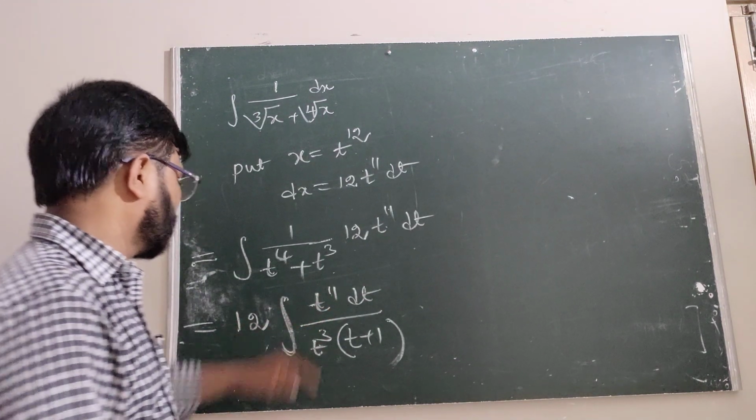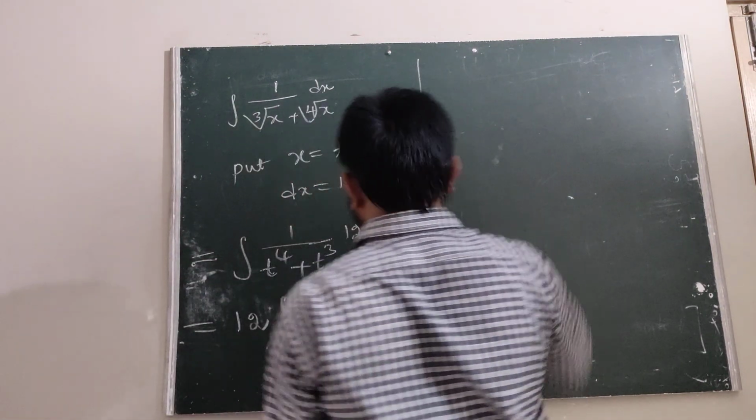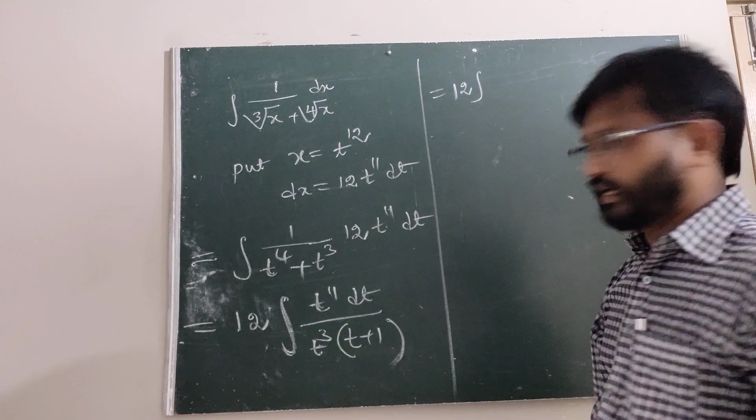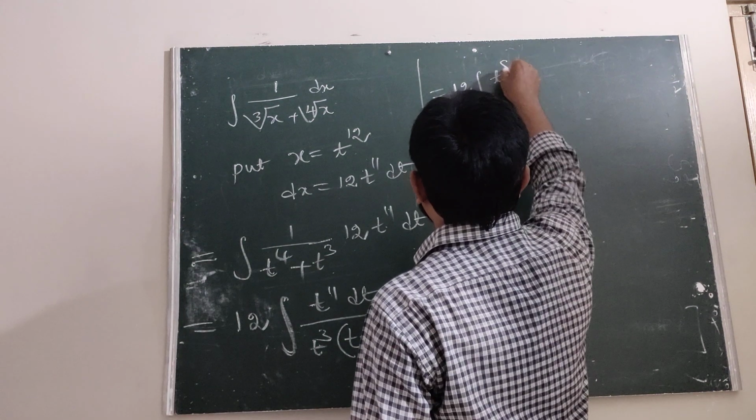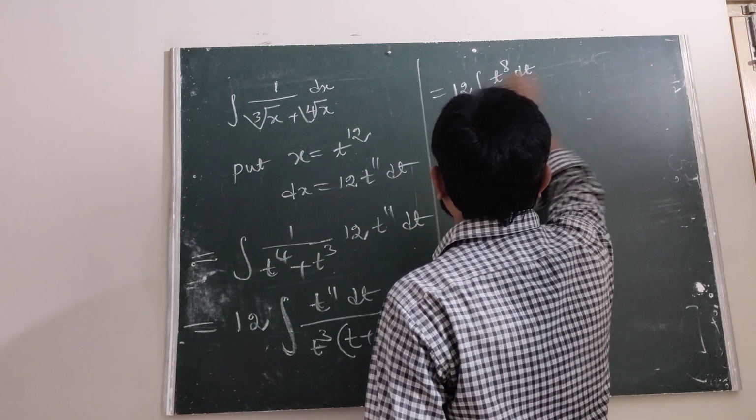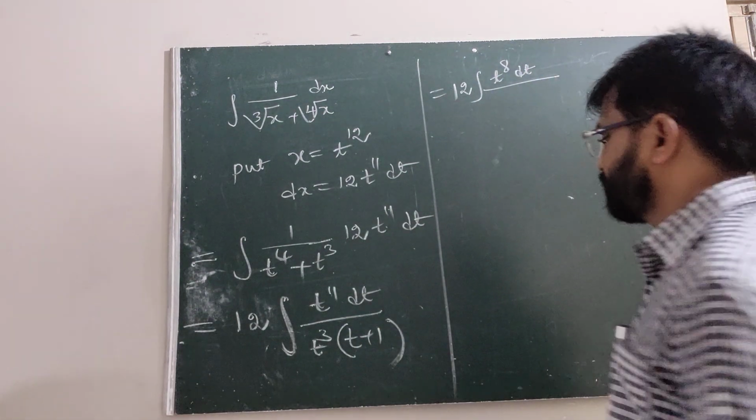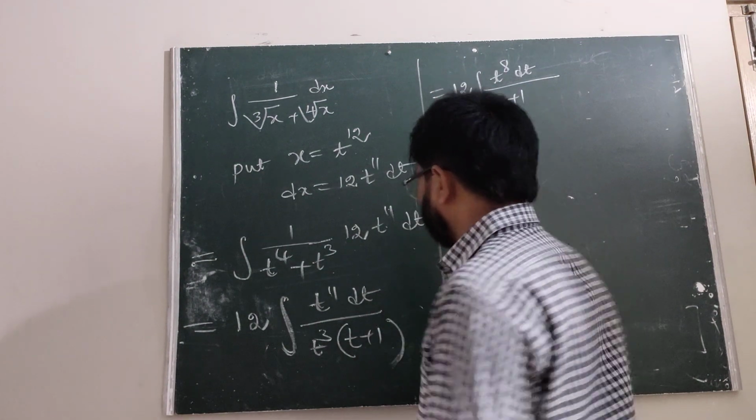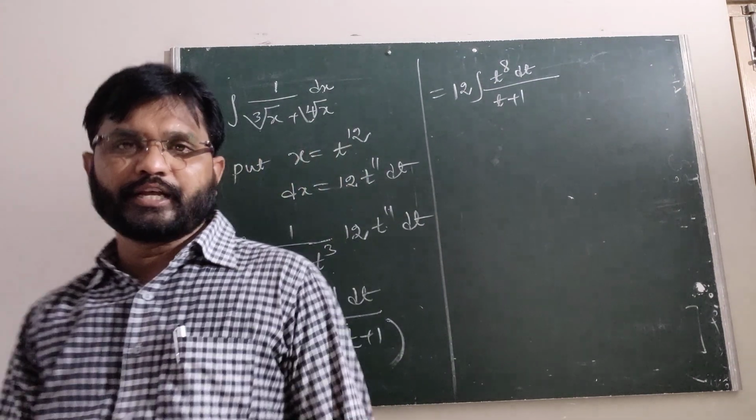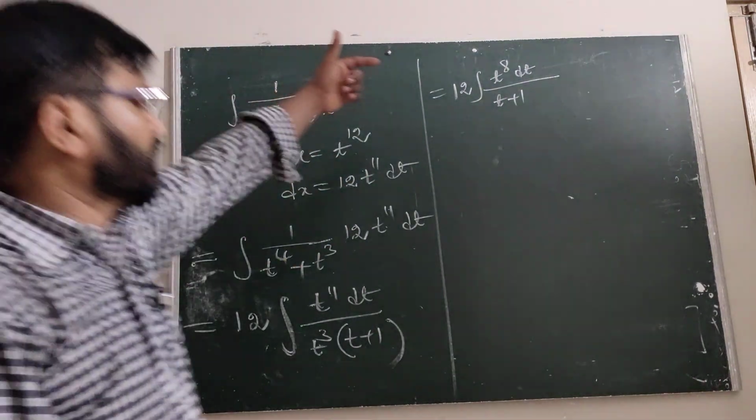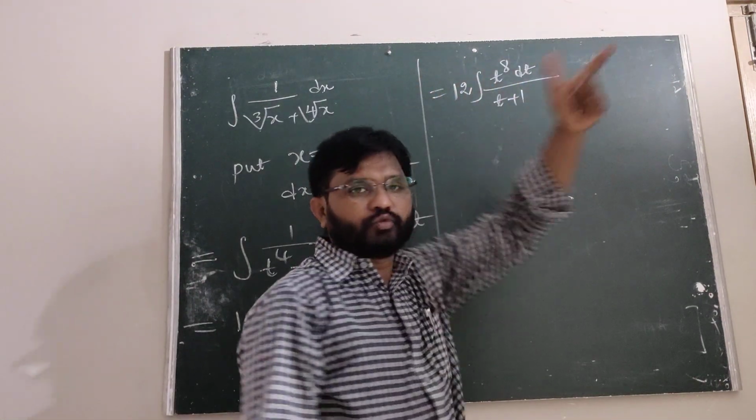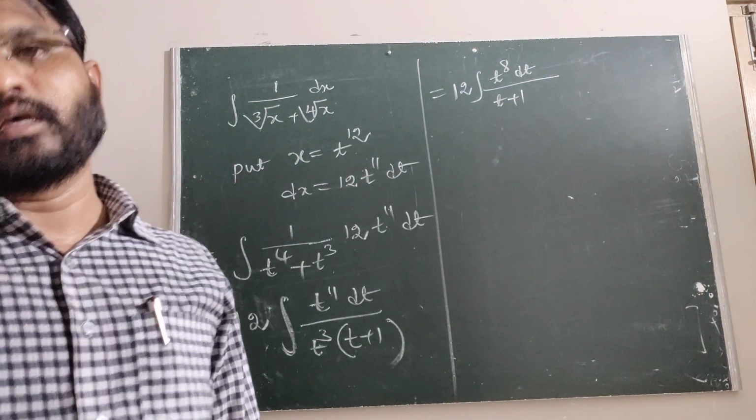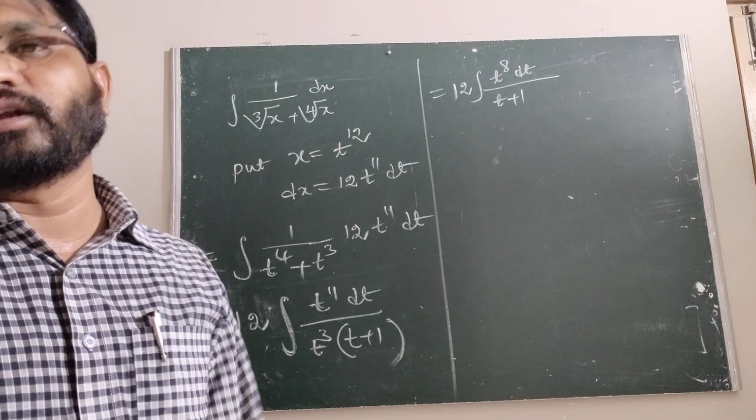After that this goes to the numerator: 11 minus 3 is 8. Therefore now this can be written as 12 into integral t power 8 upon t plus 1. Therefore in this case this is an improper fraction. We can take the division algorithm, or apply the actual rule.